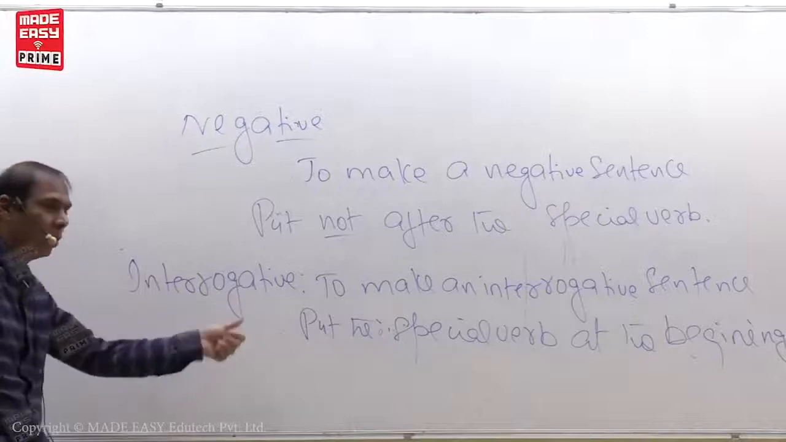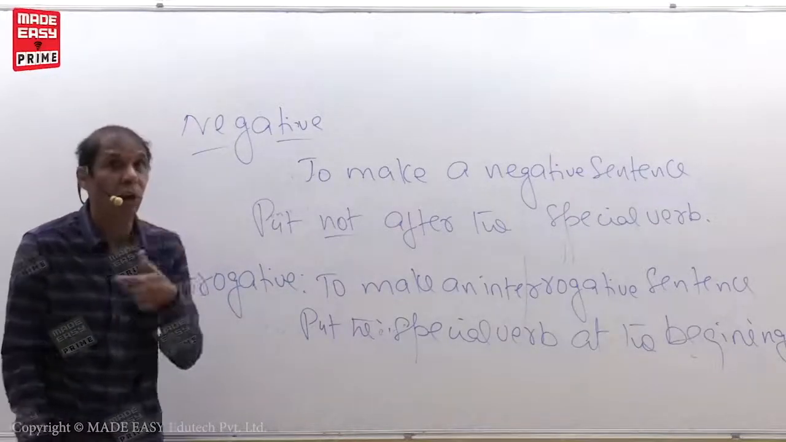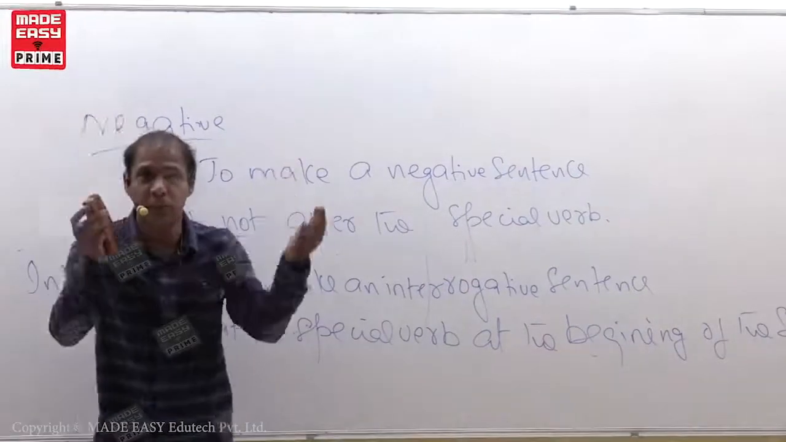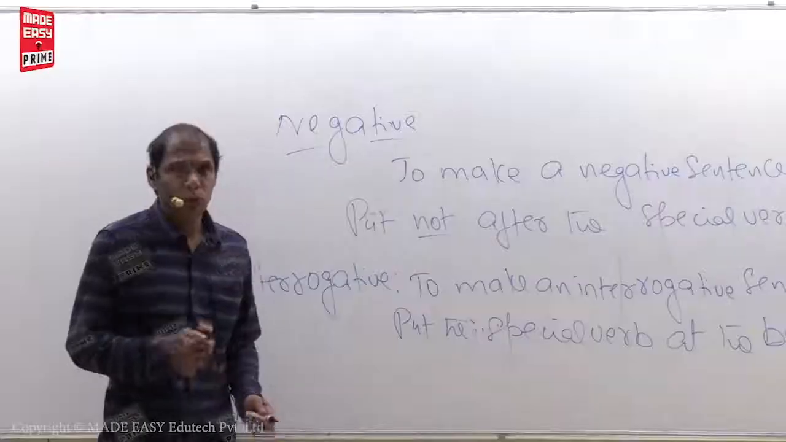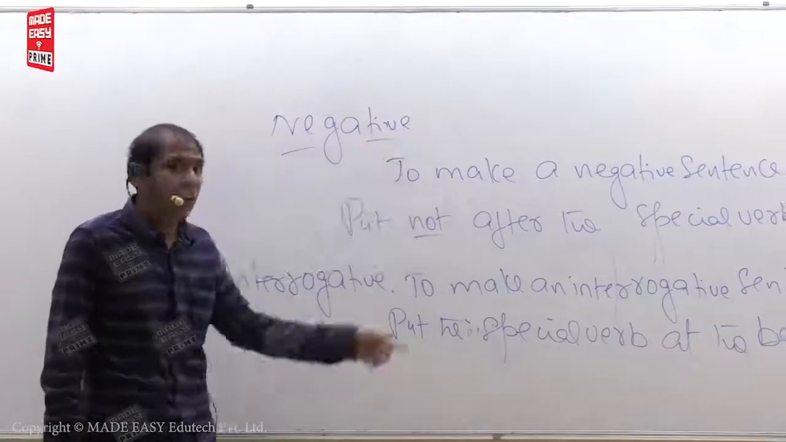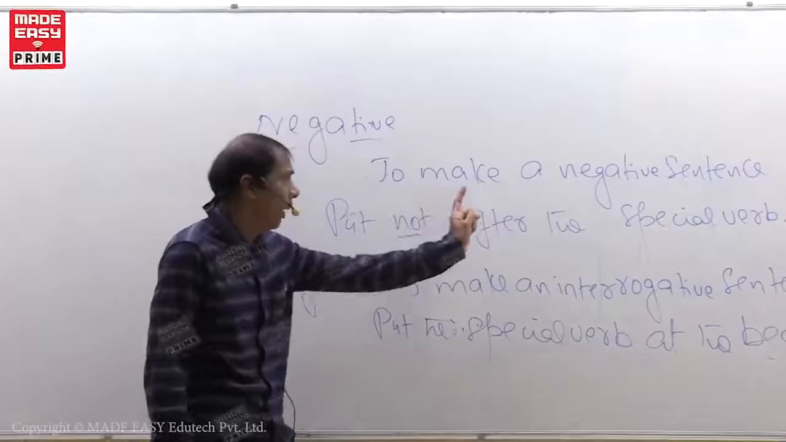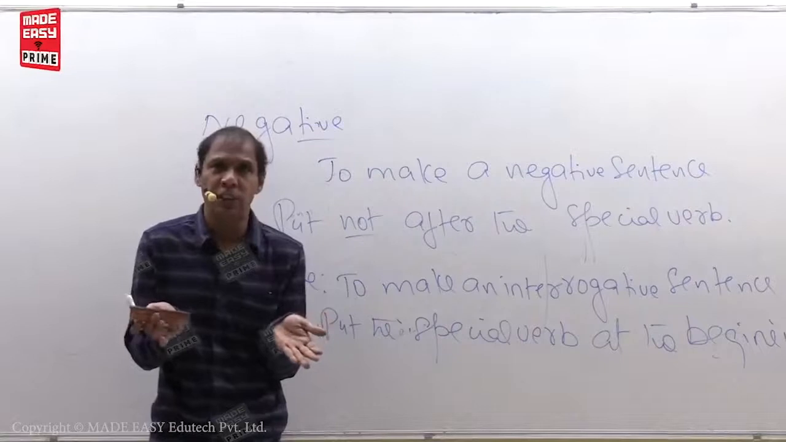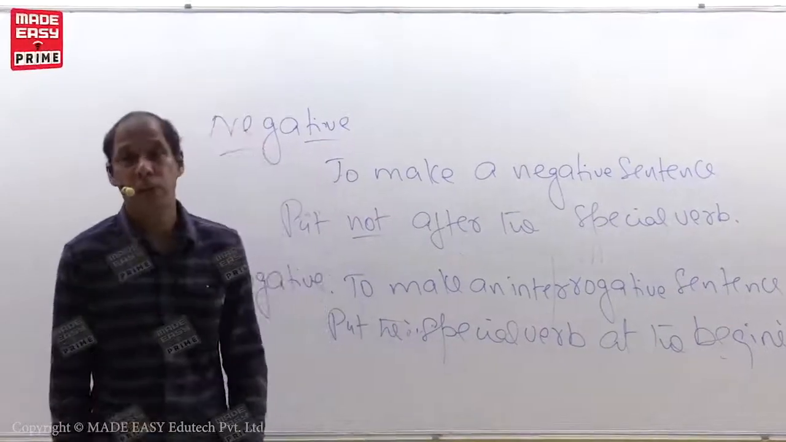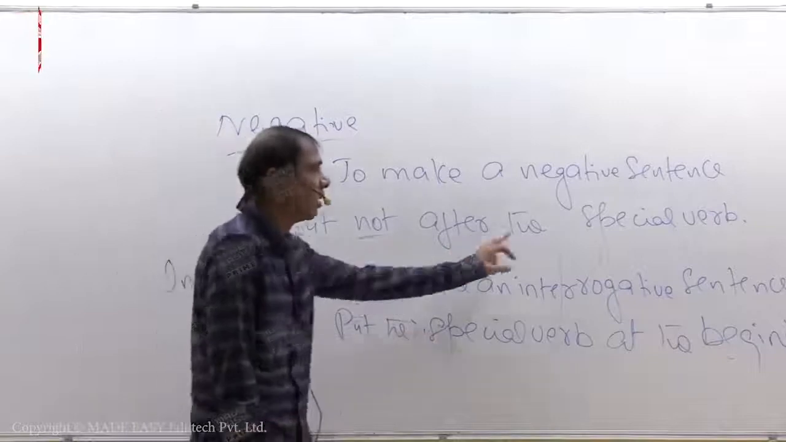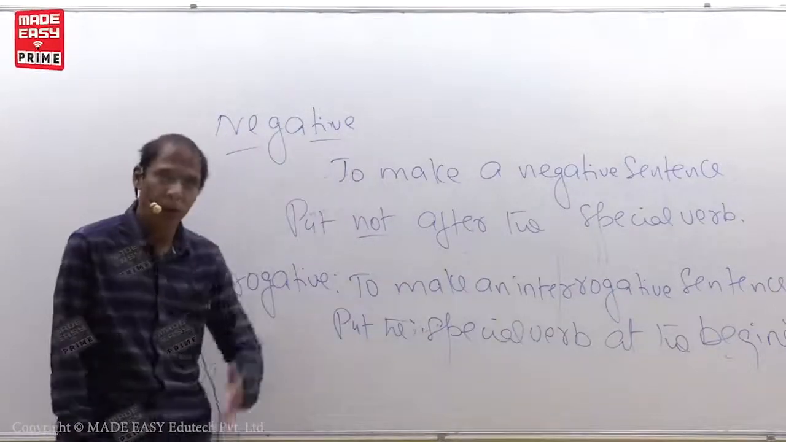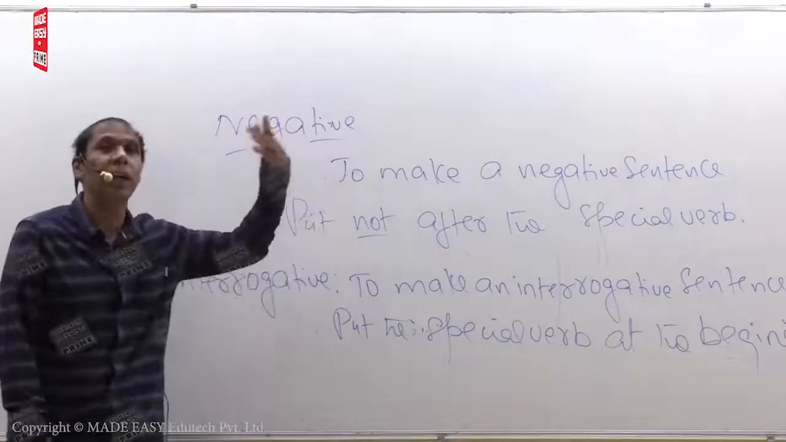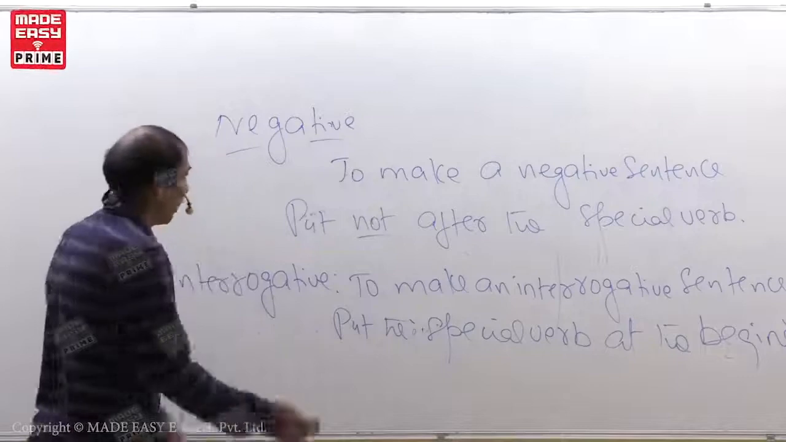Next, interrogative. If you want to make an interrogative sentence, what do you have to do? To make an interrogative sentence, put the special verb at the beginning of the sentence. So, my students, to make a negative sentence, put not after the special verb. Right? To make an interrogative sentence, put the special verb at the beginning of the sentence. Now, I'll give you one example. See.